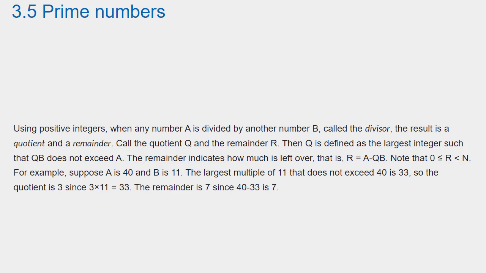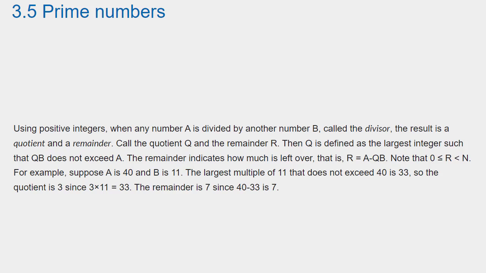Using positive integers, when any number a is divided by another number b called the divisor, the result is a quotient and a remainder. Call the quotient q and the remainder r. Then q is defined as the largest integer such that qb does not exceed a. The remainder indicates how much is left over, that is, r equals a minus qb. Note that 0 is less than or equal to r, which is less than b.